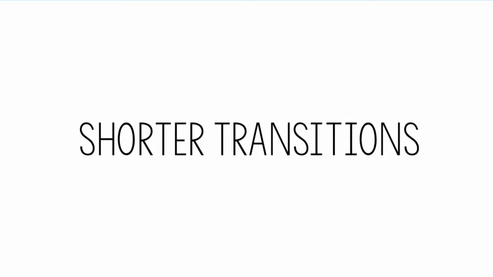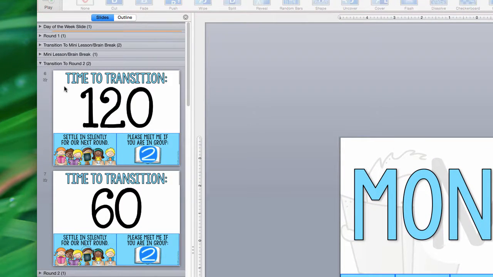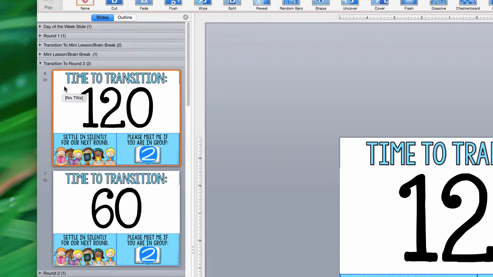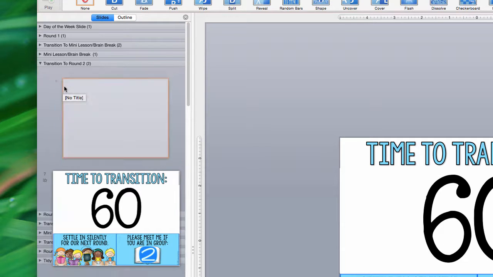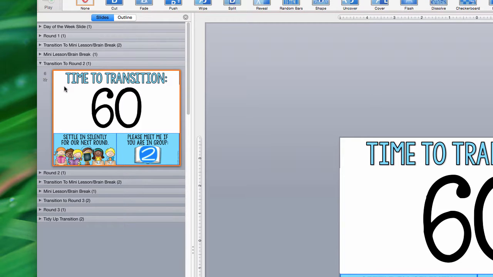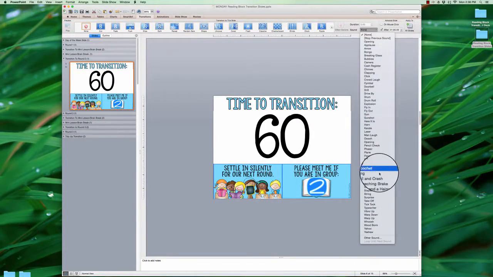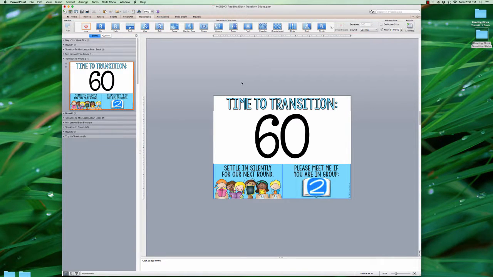Another modification you may want to make is to have shorter transitions. If 2-minute transitions are too long for your class, you can easily reduce them to 1 minute. To do so, click the transition slide that says 120, make sure that it's highlighted in orange, and then click the delete or backspace button on your keyboard. And this will leave only that second transition slide, which has a 1-minute countdown. You'll want to make sure that there's a sound on that slide so that you can draw student attention to the slide deck when that slide changes.